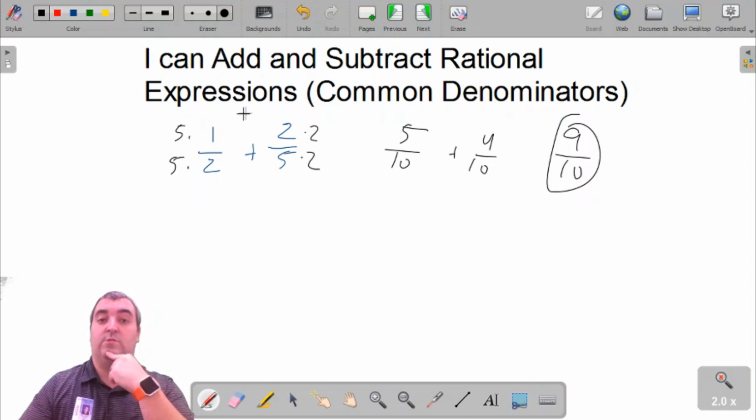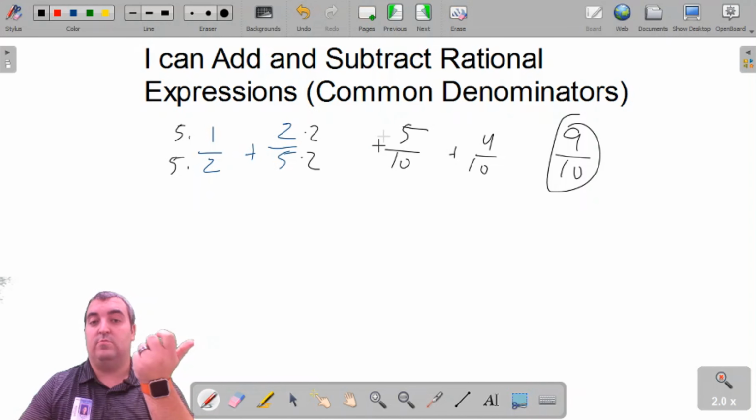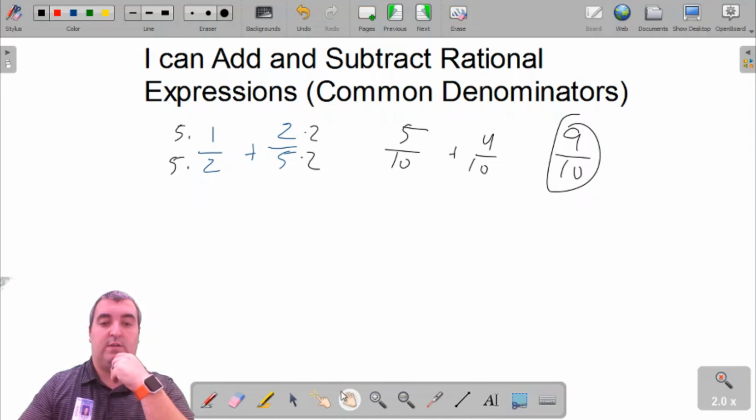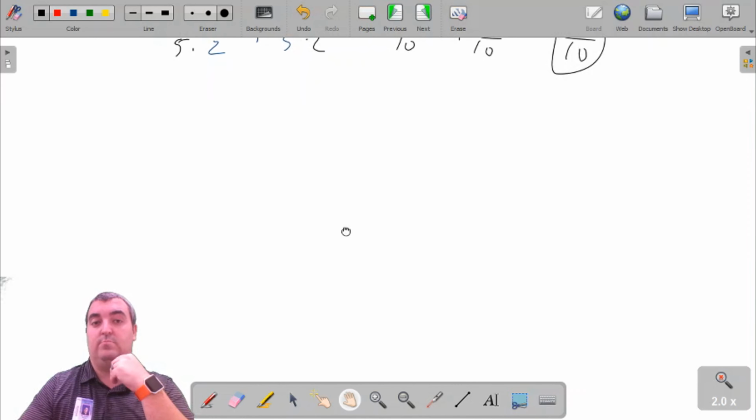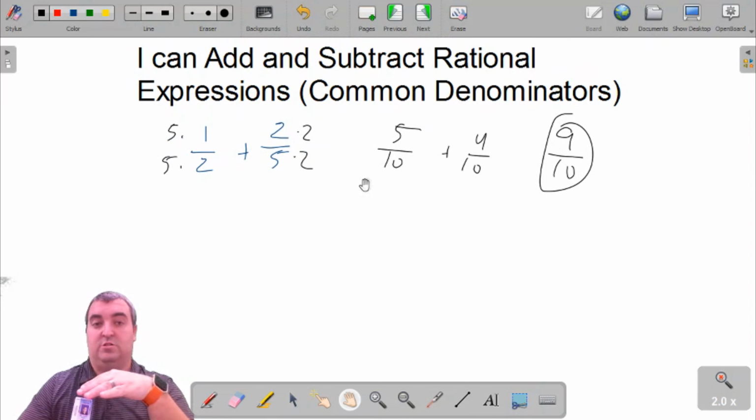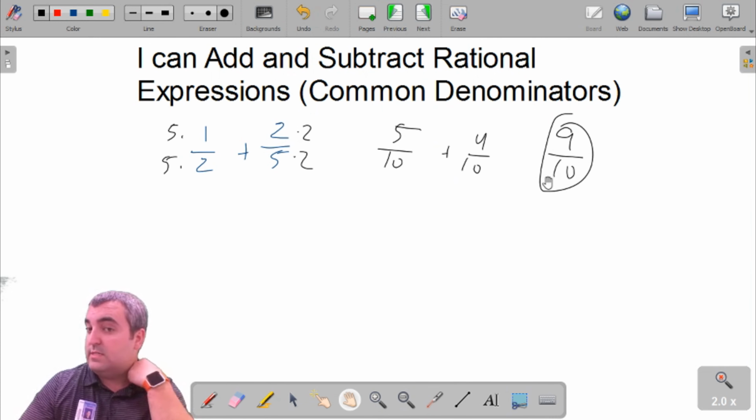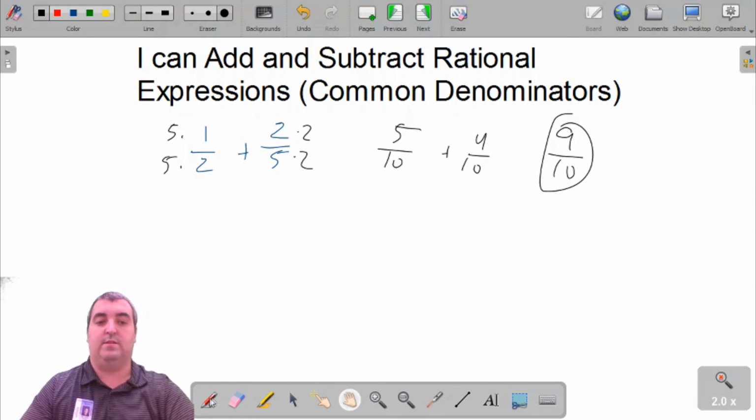So now when it comes to rational expressions, it's no different. But today we're just going to look at when they already have a common base, and it's just like a fraction. So if they already have a common base, you add the numerators. The denominator stays the same, does not change.